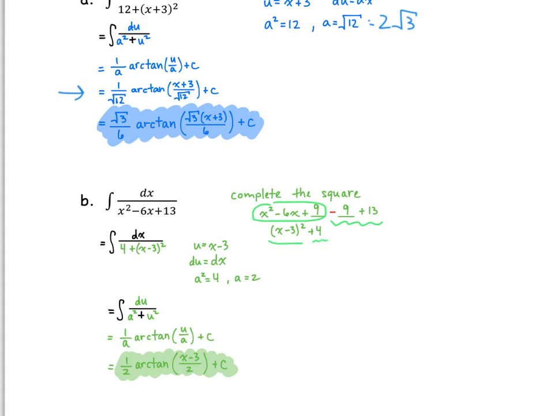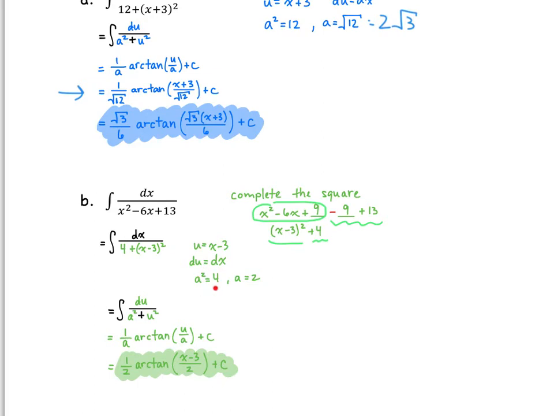So now it's in that form of a squared plus u squared. So I rewrote that integral, the integral of dx over 4 plus (x minus 3) squared, and now it becomes an example just like up above where we have u is x minus 3, du is simply dx.